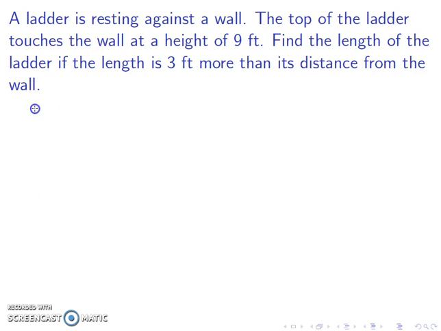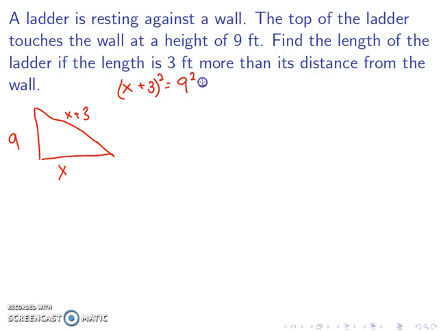A ladder is resting against a wall. We know the top of the ladder touches the wall at 9 feet. We want to find the length of the ladder if its length is 3 feet more than the distance from the wall. So if the distance is x, the ladder is x plus 3. And we'll use the Pythagorean theorem, which says the hypotenuse squared is equal to leg squared plus leg squared.